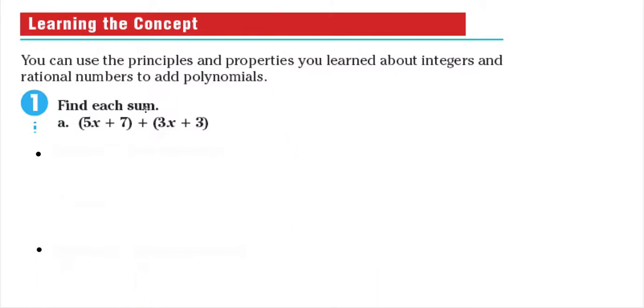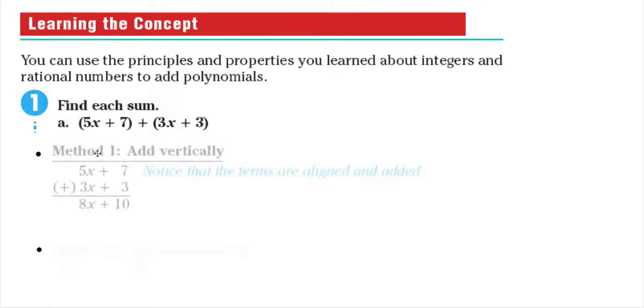Let's say you have 5x plus 7 plus 3x plus 3. These are two polynomials that we want to add. So what do we do? Method 1, we add them vertically. Notice that the terms are aligned and added. 5x is lined up with 3x. 7 is lined up with 3. Basically, we're lining up like terms.